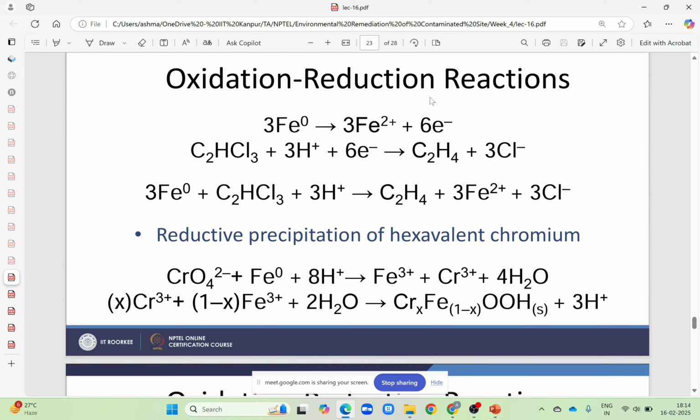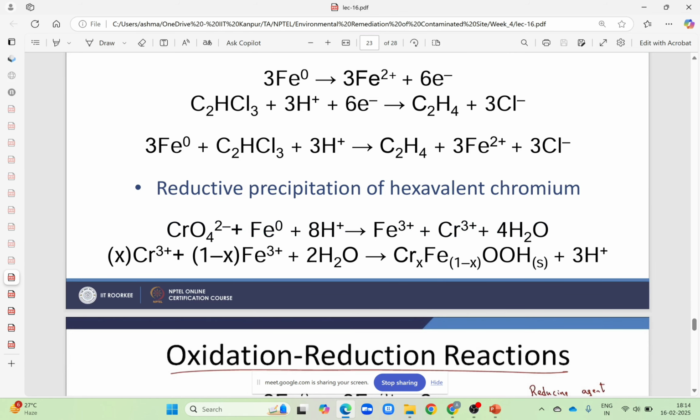Here an example for oxidation reduction is given. Here we can see that this is zero valent iron. It is giving electrons, so it is getting oxidized, and the trichloro compound undergoes a reduction reaction, getting converted to HCl. So there can be different mechanisms also. Again, an example is given for chromium. Hexavalent chromium is carcinogenic. When it takes the electrons, it is reduced to trivalent chromium, and this is generally present in solid form, so it will precipitate out.